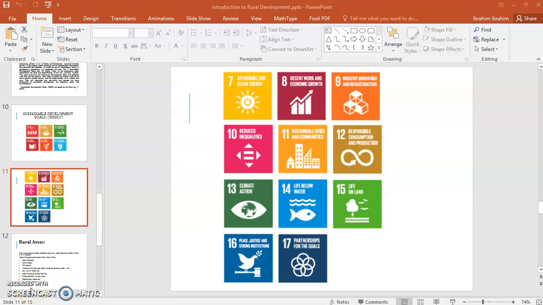Bismillahirrahmanirrahim. Dear students, now we will discuss reduced inequality. It is goal number 10: to reduce inequality within and among countries. It's an old story.